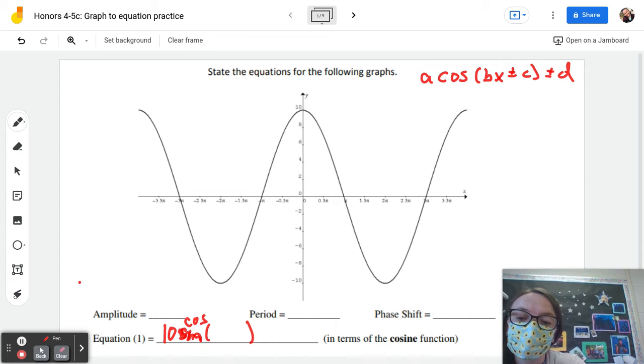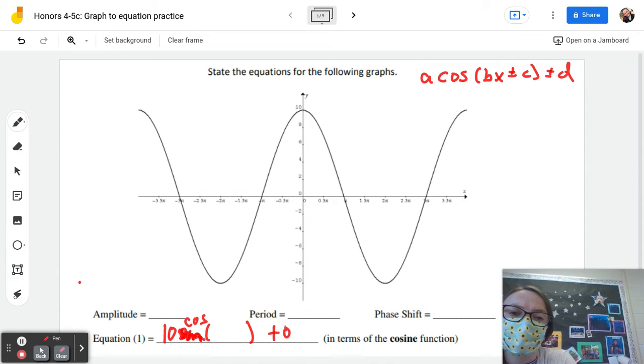Okay, so we have 10 cosine of, we need to have basically bx plus c. There is no d value. We're not going up or down at all, so we're going to say plus 0. So basically what I want to know is what b is.